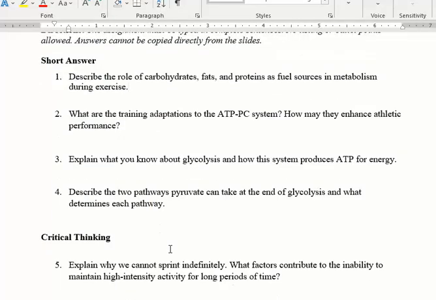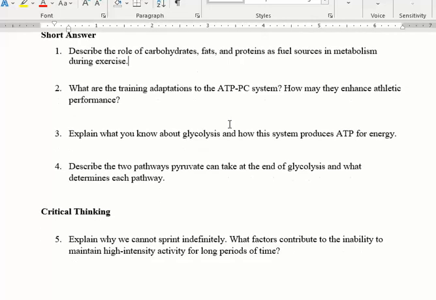The first question talks about the role of macronutrients, carbs, fats, and proteins, and how they give us energy during exercise. Next is the training adaptations that take place in the ATP-PC system. How do those adaptations enhance athletic performance? Next, explain what you know about glycolysis and how the system produces ATP. So it's basically taking what you learned and explaining glycolysis to somebody who's not a kinesiology major.